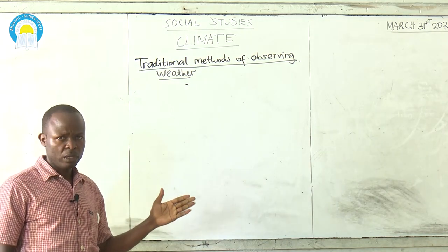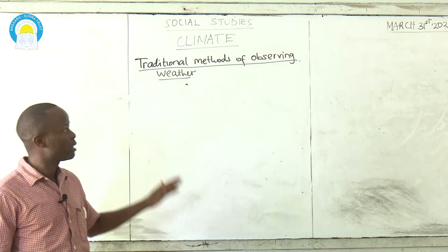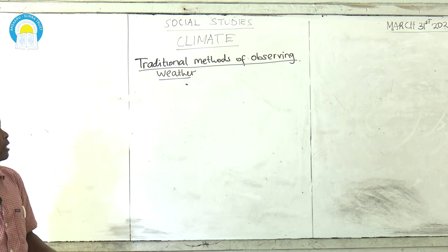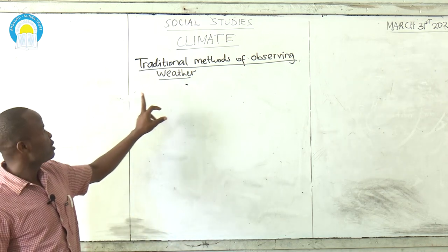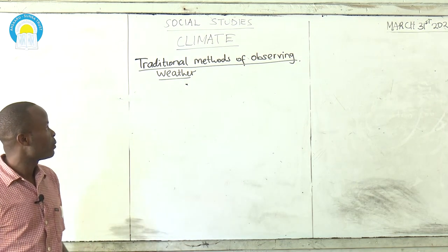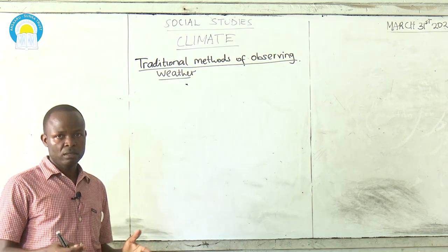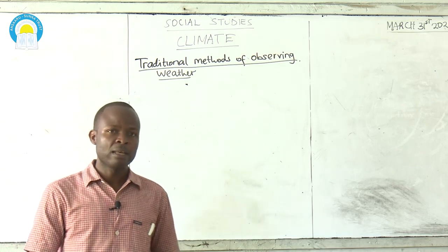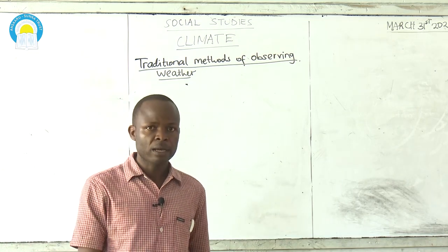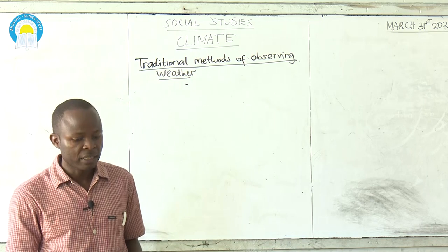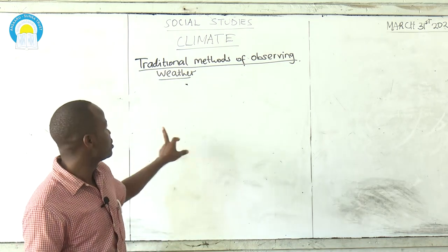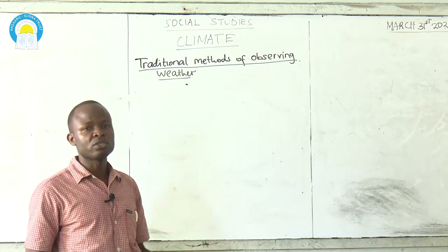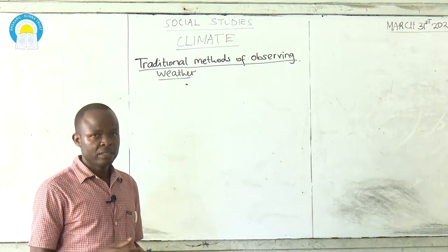So in class 7, you also learned about climate and the factors that influence climate. In class 8, we are going to look at traditional methods of observing weather. There were traditional weathermen who knew how to tell the weather. For example, there were ways they were using to tell if it is going to be a rainy season soon or a dry season.